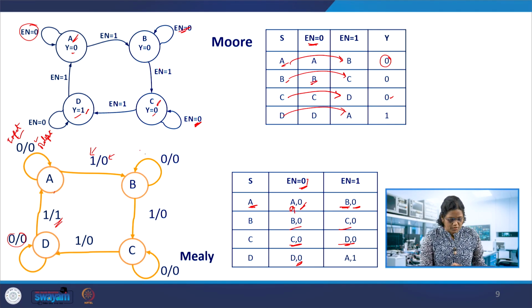So this is the representation of the difference between the Moore and Mealy machine. You can see that the enable input is considered in the output as well, so not only the current states, as in the case of the Moore machine. The difference can be observed between the Moore and Mealy machine.